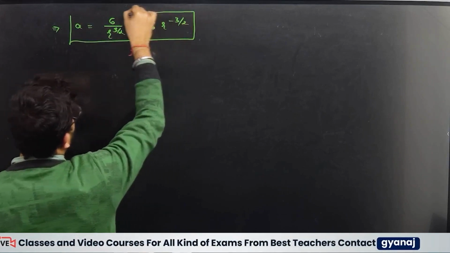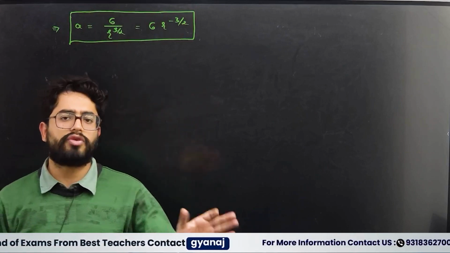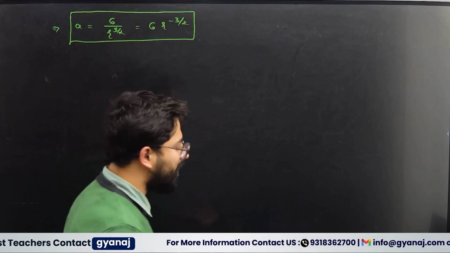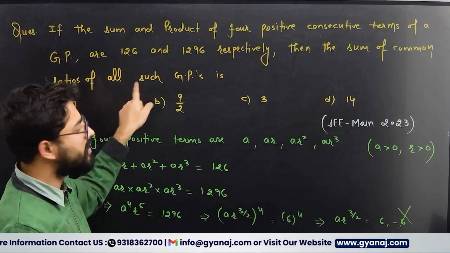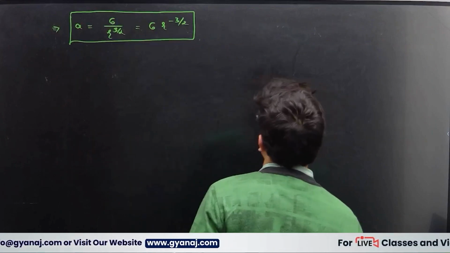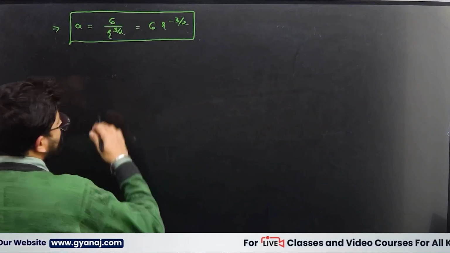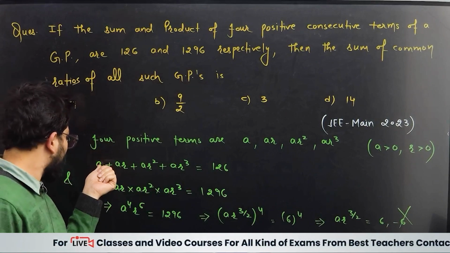Is it clear? That is the value of A in terms of R. Why are we finding the value in terms of R? Because we have to find the sum of common ratios of all the GPs. So that's why we are finding A in terms of R. Now just put that value in this sum.